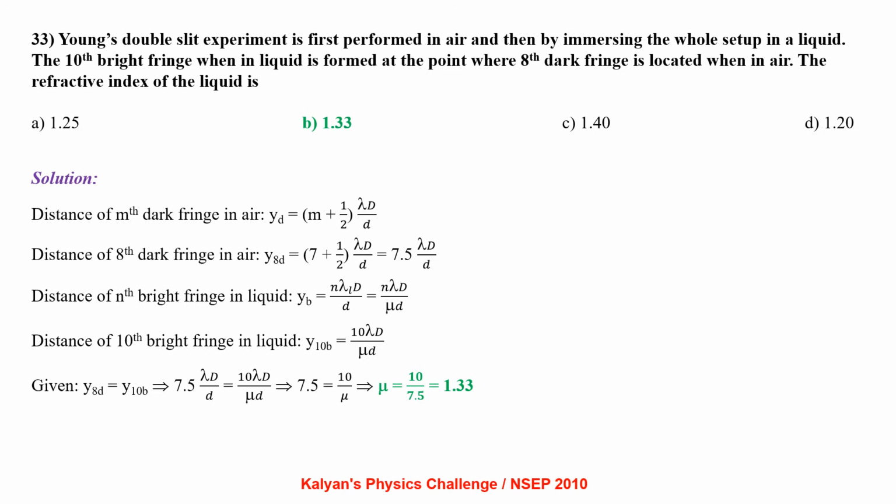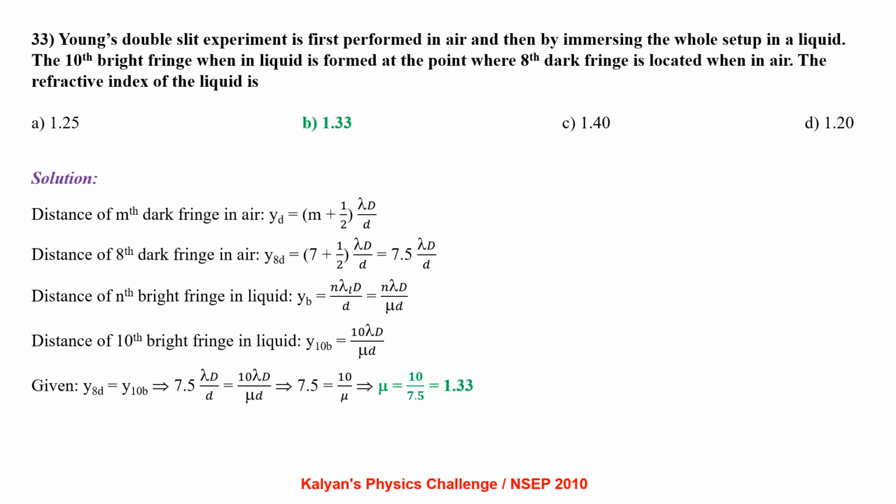Distance of mth dark fringe in air: y dark equals (m plus a half) lambda D by d. Distance of the 8th dark fringe in air is (7 plus a half) lambda D by d, which comes out to be 7.5 lambda D by d.